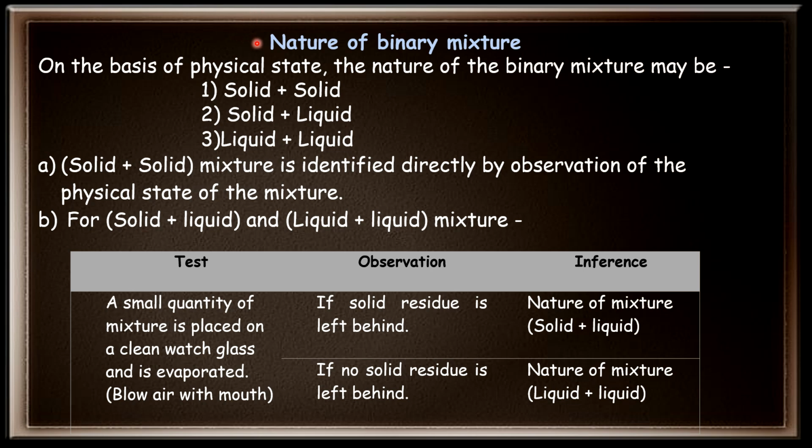First, we study what is meant by nature of binary mixture. On the basis of physical state, the nature of binary mixture may be solid plus solid, solid plus liquid, or liquid plus liquid. A solid plus solid mixture is identified directly by observation of the physical state of the mixture. If the given mixture is in solid state, then we say that the mixture is solid plus solid. If the given mixture is in liquid state, then that mixture may be solid plus liquid or liquid plus liquid, and this is determined by the following test.